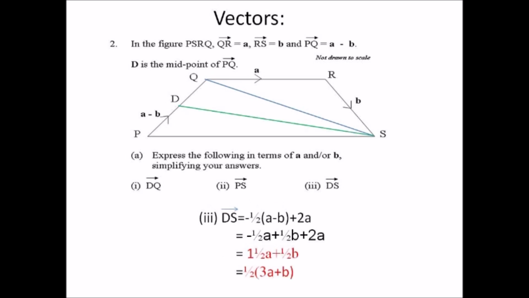And then we did number 3. Final answer for that was a half in bracket 3a plus b. And again, you had to put a line, and they wanted the vector DS. So you had to draw that line in and then use a triangle, one of the triangles, to work it. Okay, and the final answer would be a half in bracket 3a plus b.